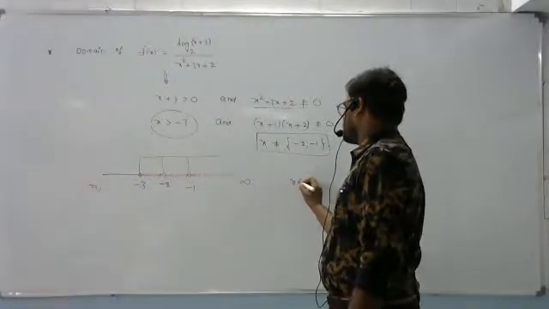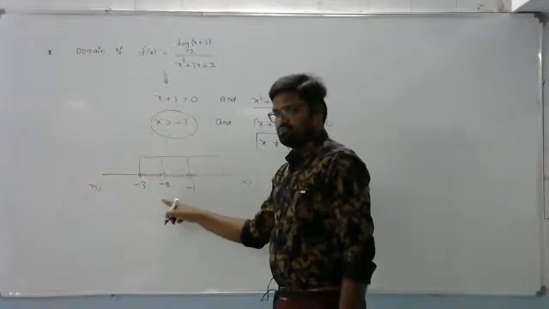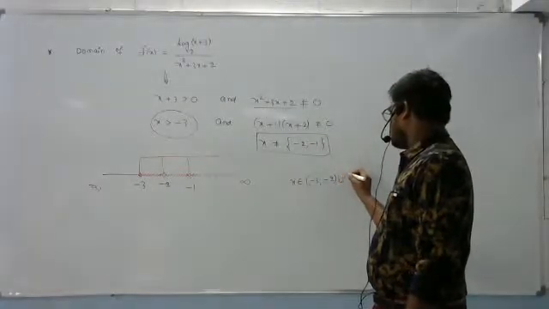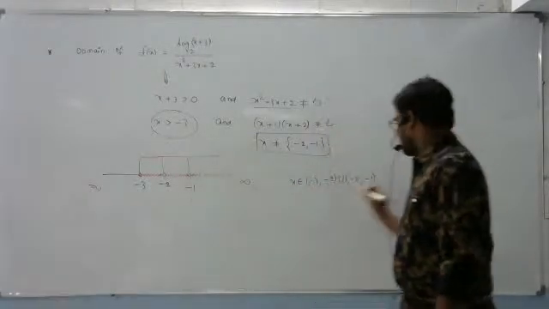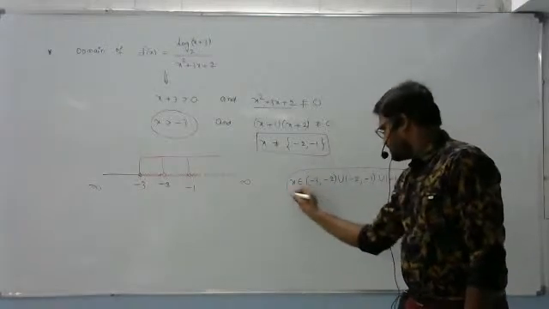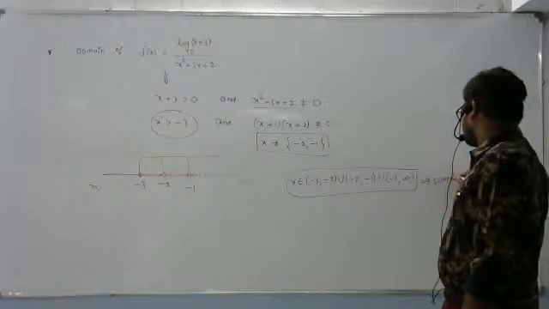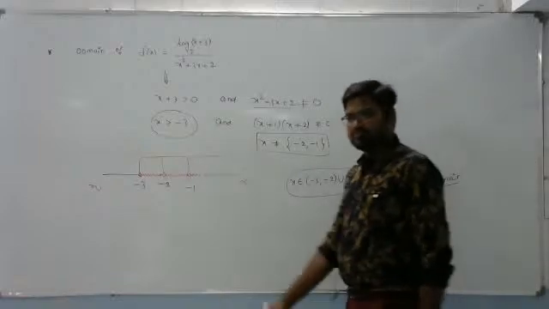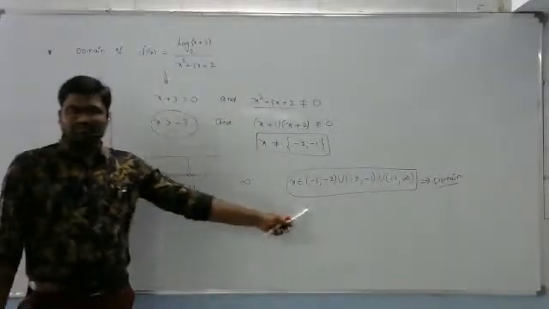Therefore x belongs to open interval minus 3 to minus 2, union minus 2 to minus 1, union minus 1 to infinity. So this is the required domain of the given function. Understood? So this is the required domain of the given function.